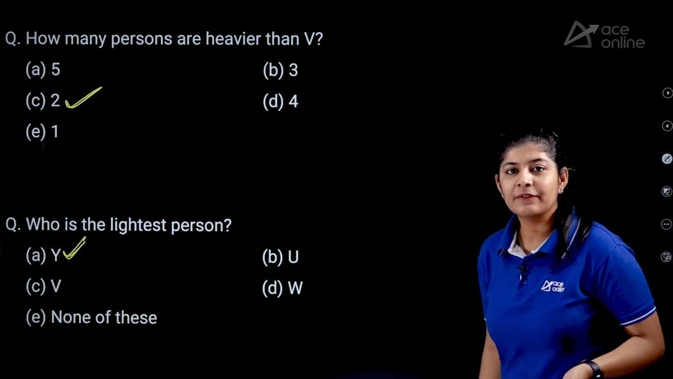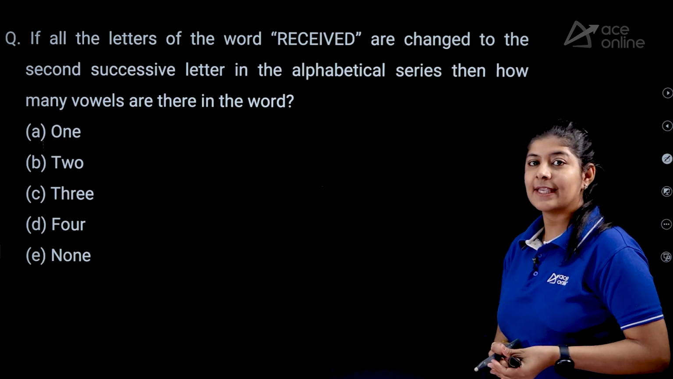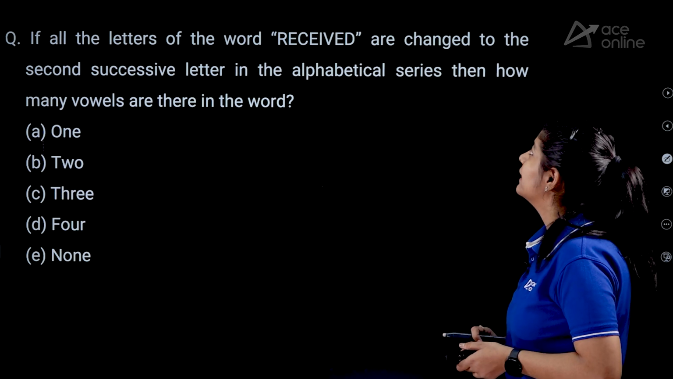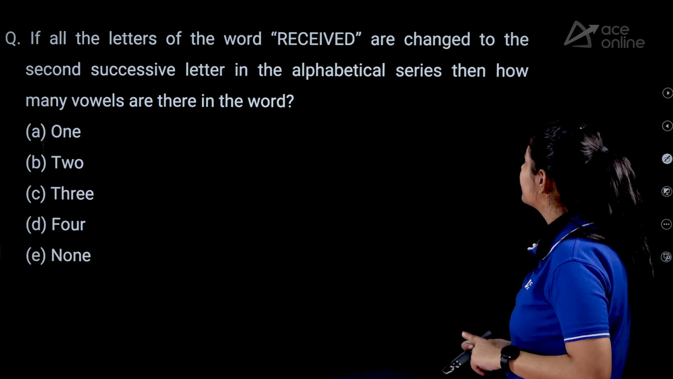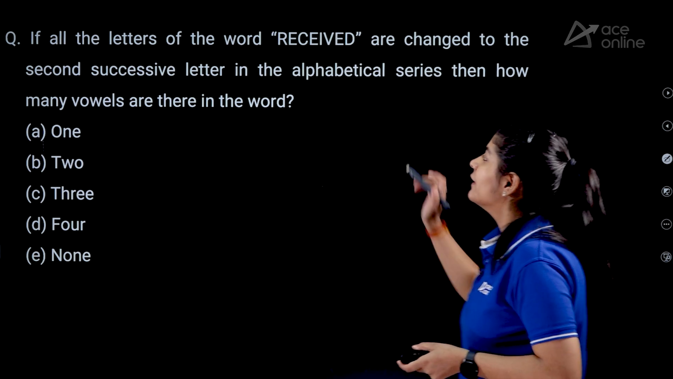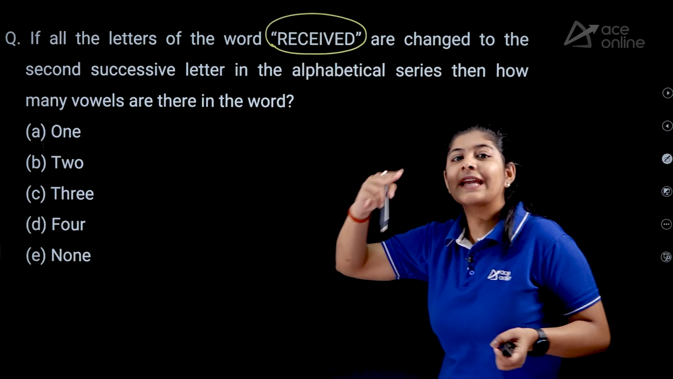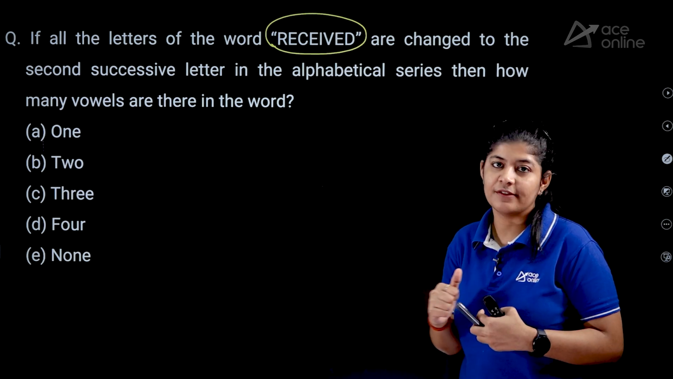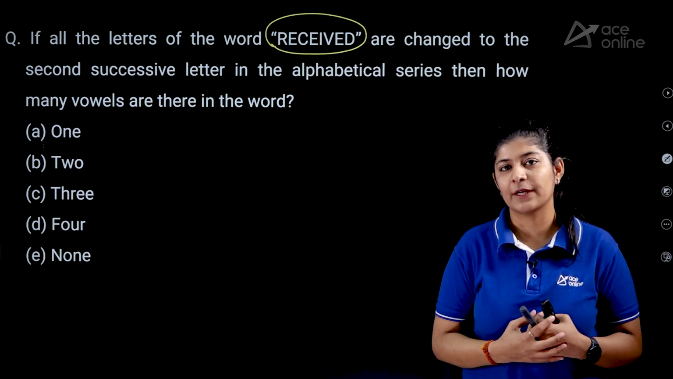Now, apart from that, we are having some miscellaneous questions as well. So the next question says that if all the letters of the word received are changed to the second successive letter in the alphabetic series, then how many vowels are there in the result? Now what we have to do is convert this particular word with every second successive letter, then count how many vowels we are having in our final result. So basically again this is a very simple question. You are having 30 seconds to solve this particular question.